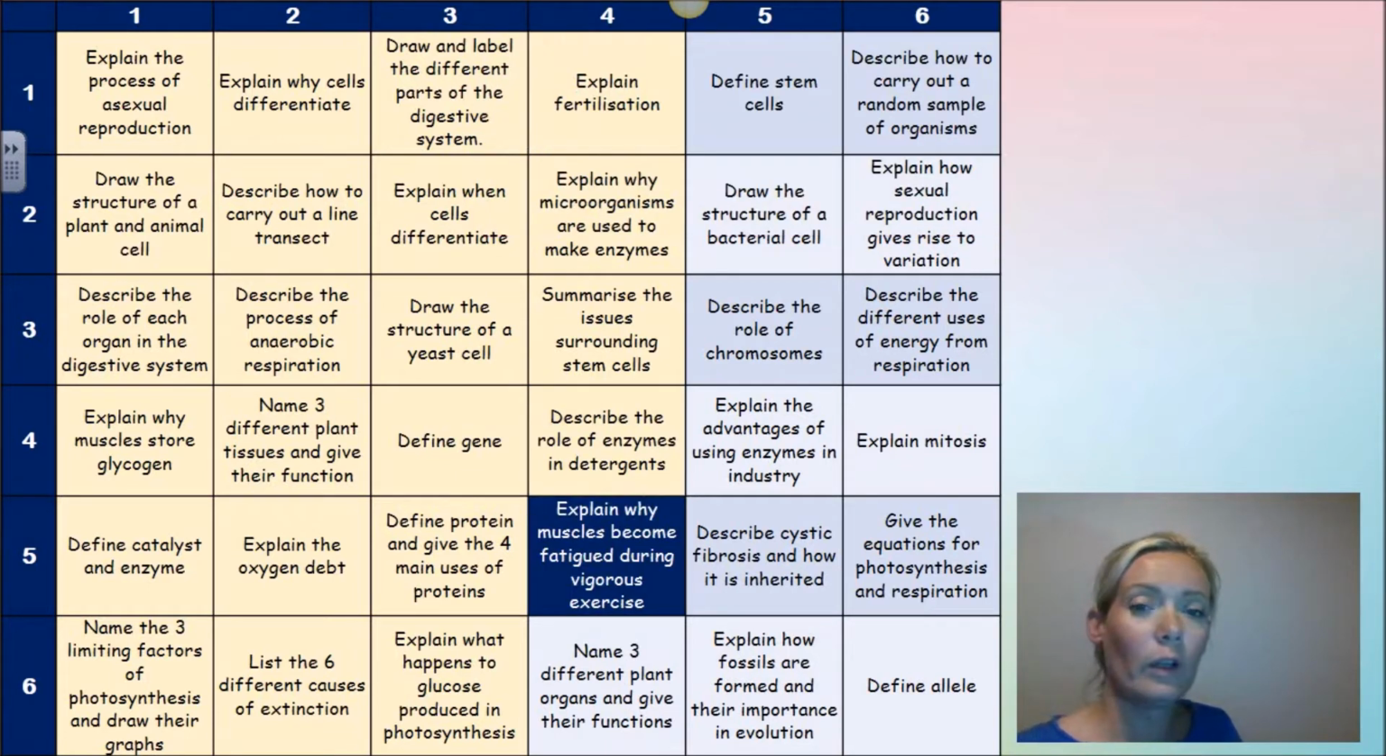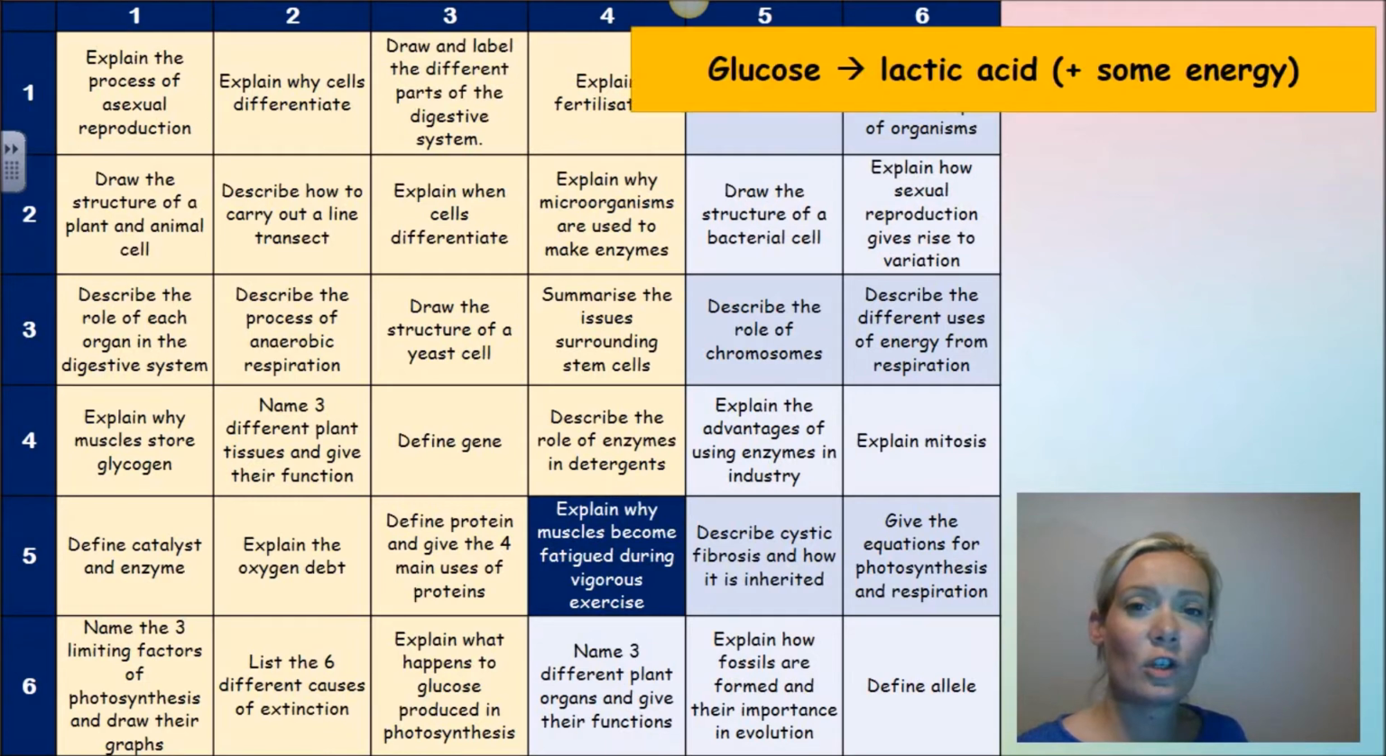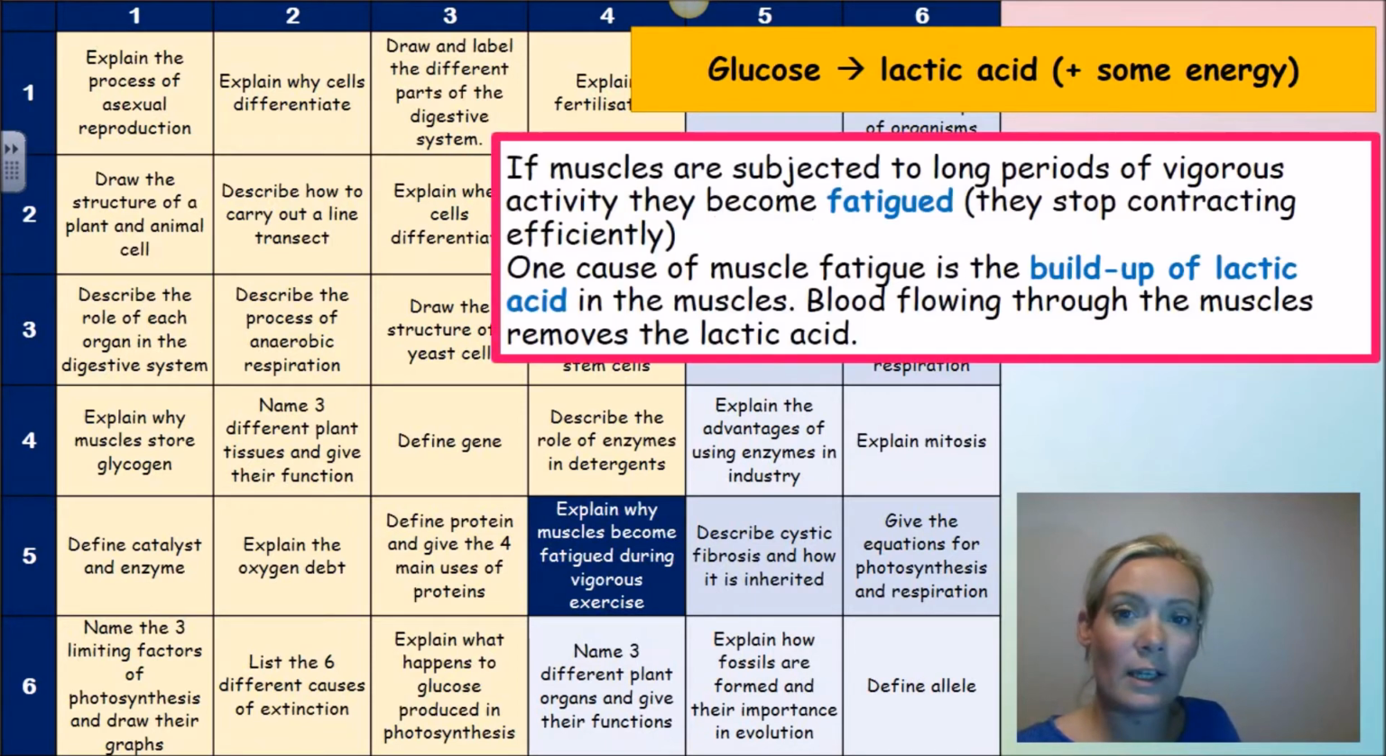Explain why muscles become fatigued during vigorous exercise. We've already touched on this. The idea of fatigue is due to lactic acid. So once we start exercising, we're breathing faster and deeper, and we have lots of oxygen coming into our blood, diffusing into our capillaries and then off to our muscles, and we're carrying out respiration. However, we then run out of that oxygen, and then we start respiring anaerobically, and that builds up lactic acid, and lactic acid is what causes muscle fatigue.